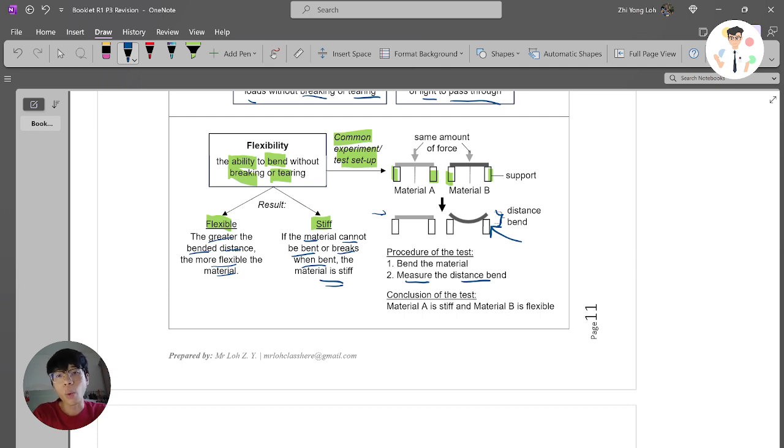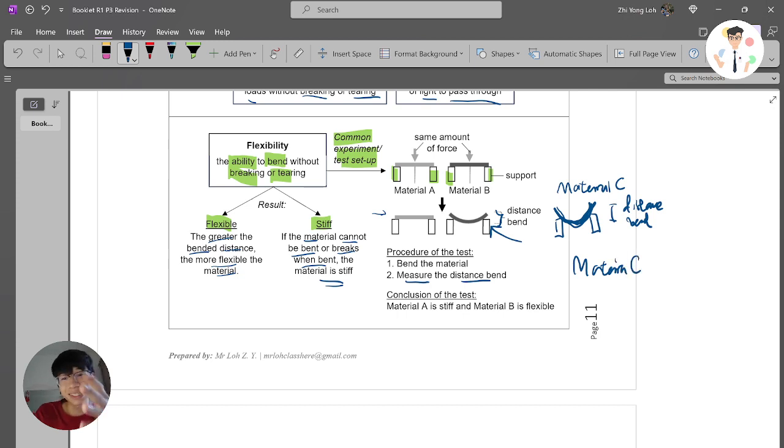Okay. Now, what if I have this third setup? Then I have material C, and after I apply the same amount of force, it goes like this. Now, it means that the bend distance is even greater. Then what I should say is material C.